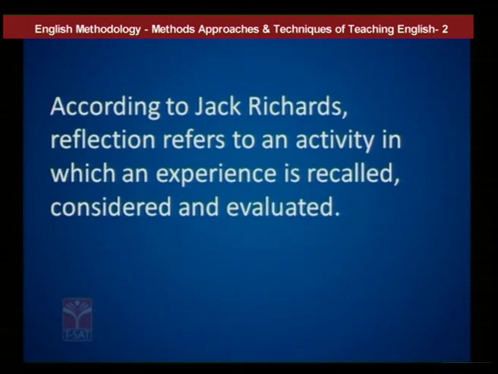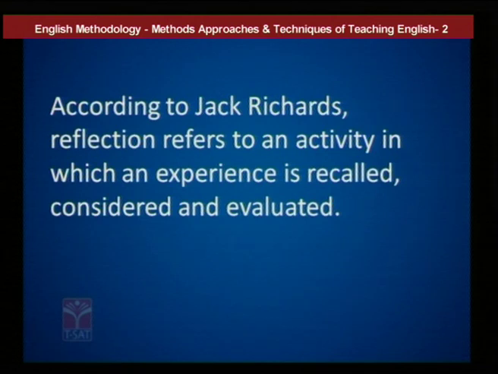Based on these 4 features, reflective teaching is going to become an effective one. According to Richards, reflection refers to an activity in which an experience is recalled, considered and evaluated. Already they have the experience that is going to be recalled, considered and evaluated.